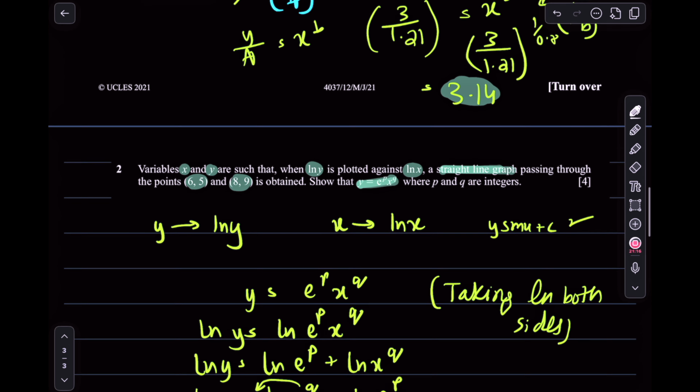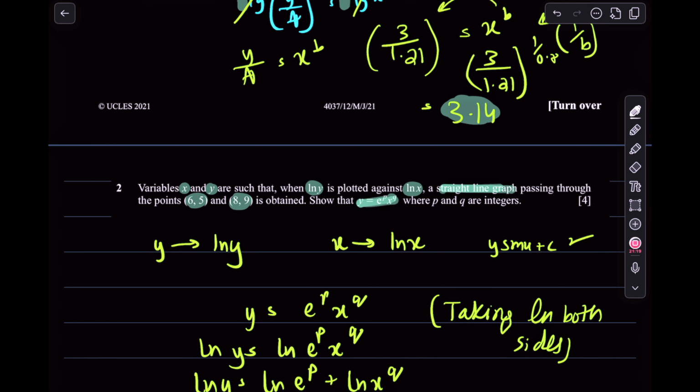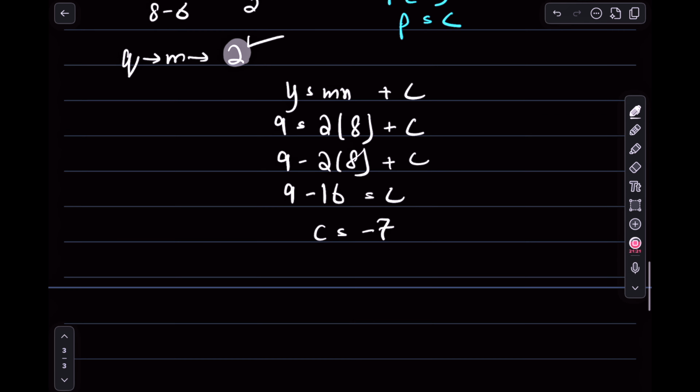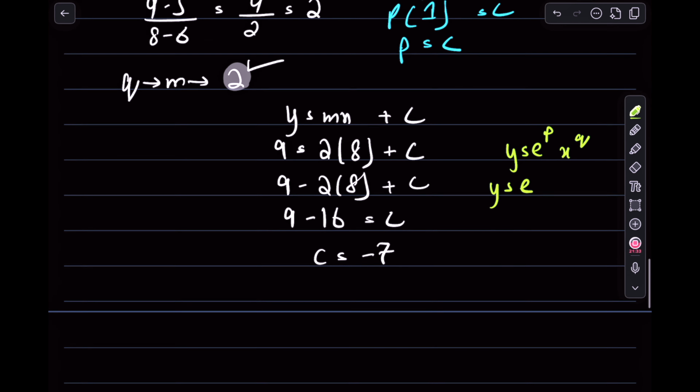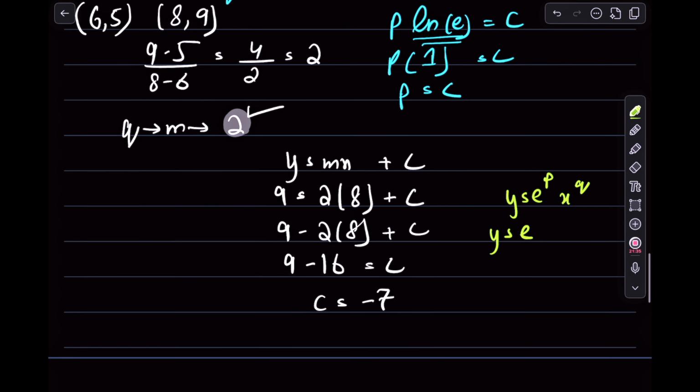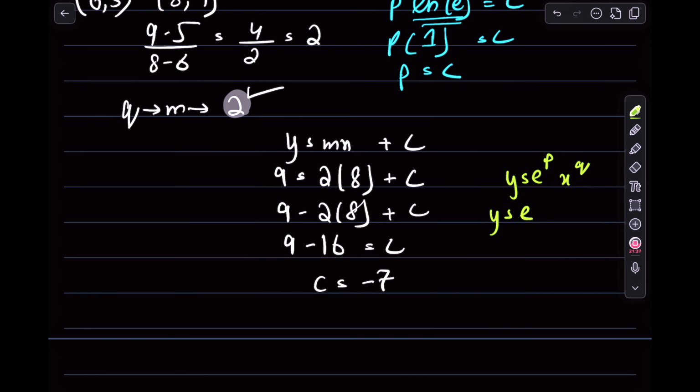So the question asked us to show that y is equal to e to the power of p, x to the power of q. So it becomes y equals e to the power of p, which is my y-intercept, which is basically my -7, and q is my gradient, which is 2. So this equation is our final answer.